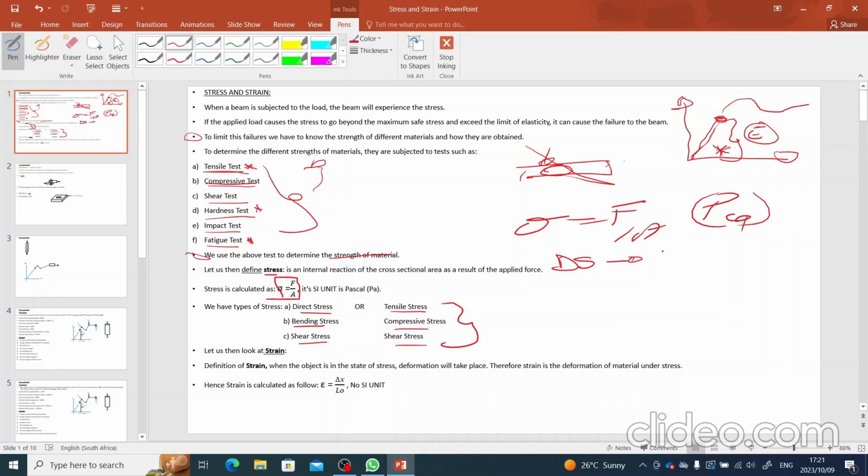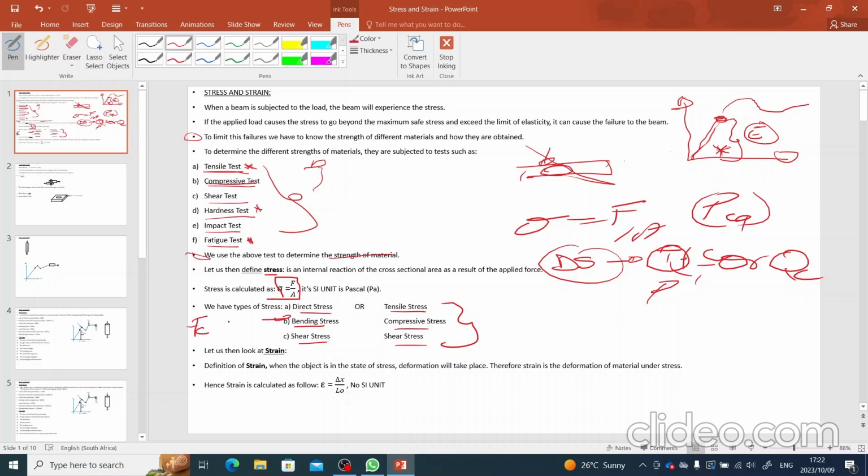Direct stress consists of tensile or compressive force. Direct stress can either be tensile stress, or it can be compressive stress as a result of the force applied. The force is directly applied on the material, then you get the stress as per the description of the force applied. If it is tensile, you'll get the tensile stress. Compressive, you'll get the compressive. That is the direct stress. Then the bending stress, this one is the combination of two things.